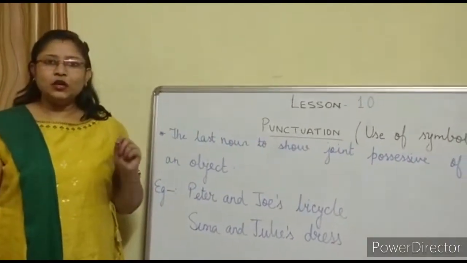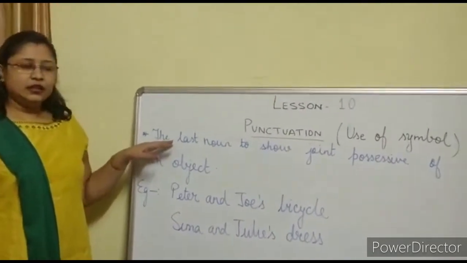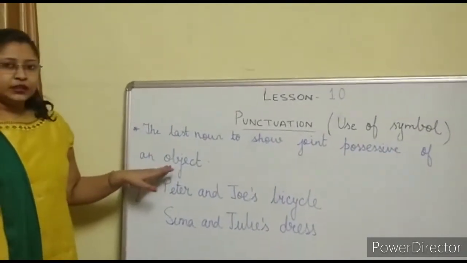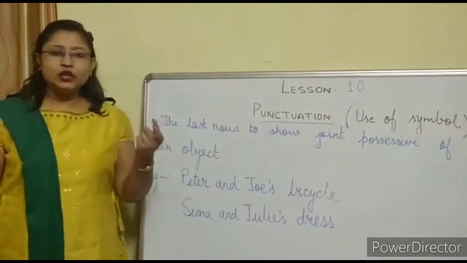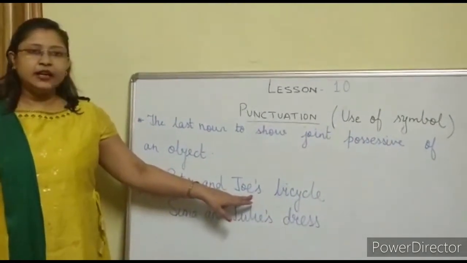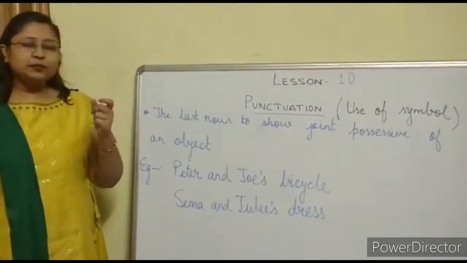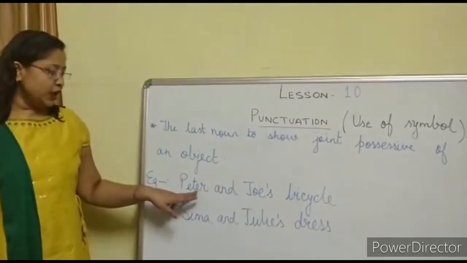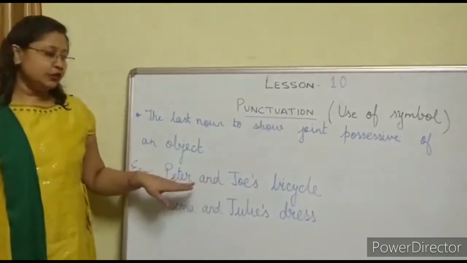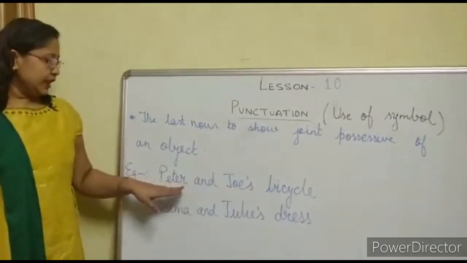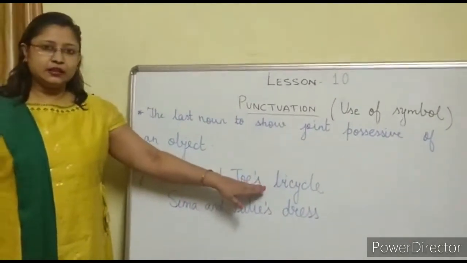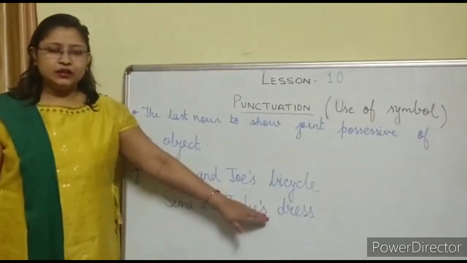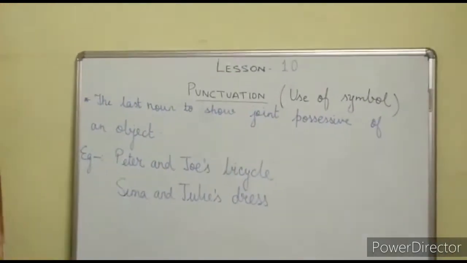The last place where we use apostrophe is with the last noun to show joint possession of an object. That means if 2 nouns are there, we are joining them and we are using the apostrophe at the end to show the possession. For example, Peter and Joe's bicycle. So we will not put apostrophe here also and here also, students. We will use apostrophe at the last part. That is Peter and Joe's bicycle. And let us take another name. Seema and Julie's dress.